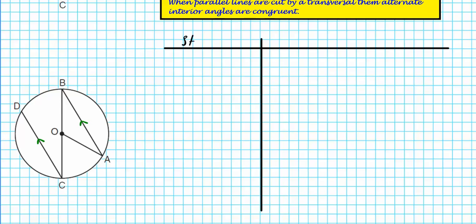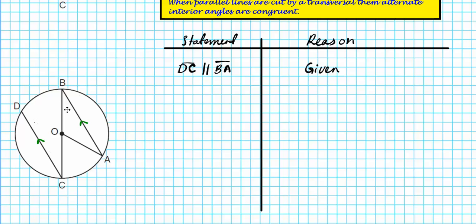So we have our statement and our reasons. Okay, so the first statement we're going to consider is the fact that segment DC is parallel to segment BA, and that's a given, okay?